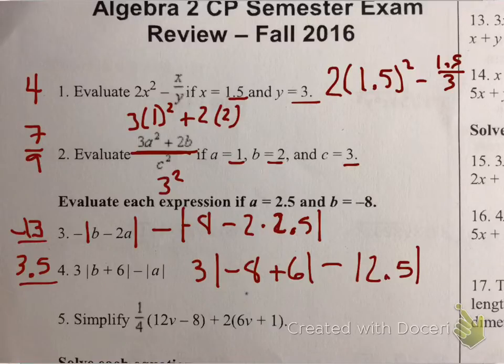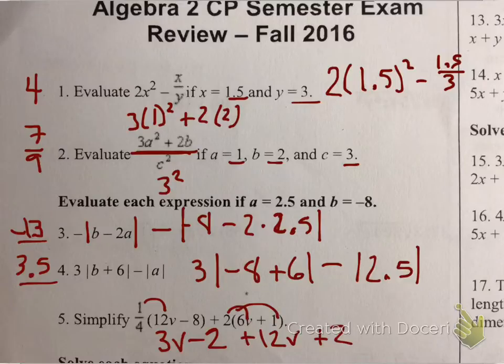For number 5, you have to say, well, let's distribute. Distribute 1/4, which means divide by 4. 1/4 of 12v is 3v. 1/4 of 8 is 2. 2 times 6 is 12v. 2 times 1 is 2. 12v plus 3v is 15v. 2 minus 2 gives you 0, so the answer is 15v. There you go, simple as that.